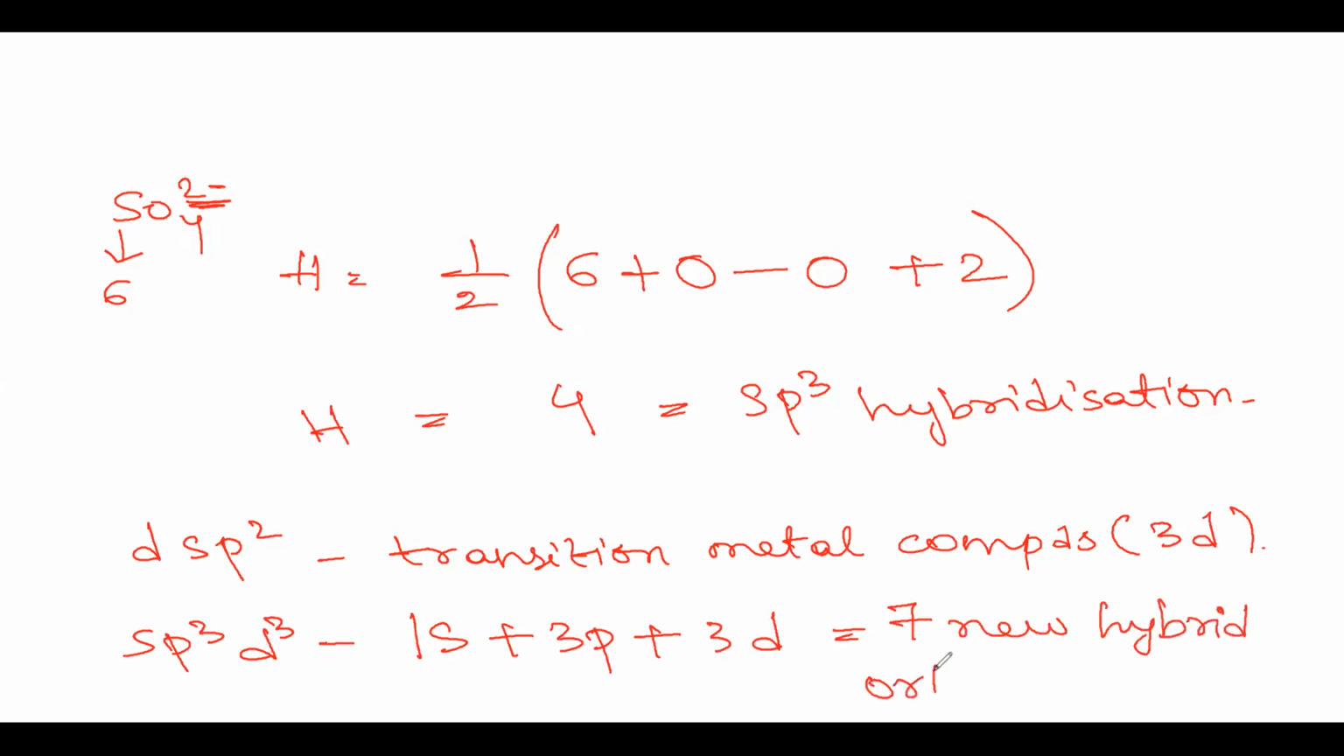7 new hybrid orbitals. So an example is IF7, sp3d3 hybridization. Example IF7, that is iodine hexafluoride, sorry, heptafluoride, iodine heptafluoride.